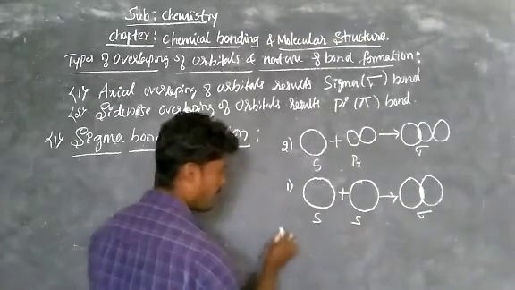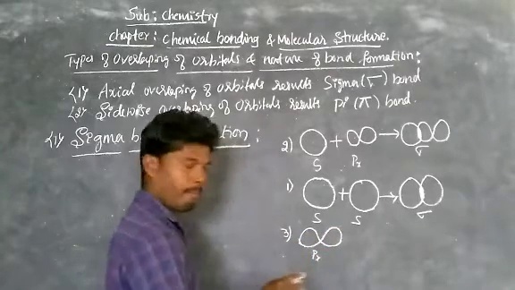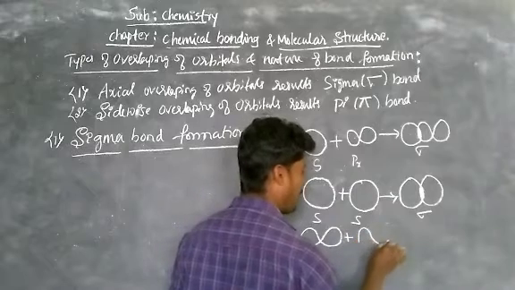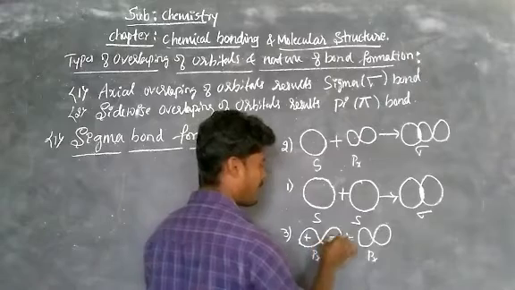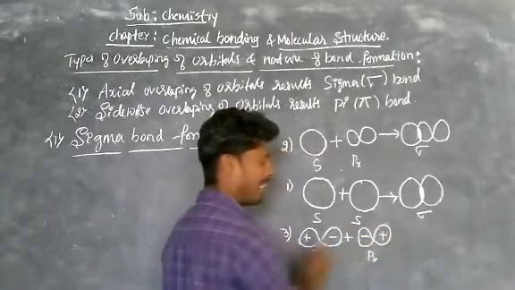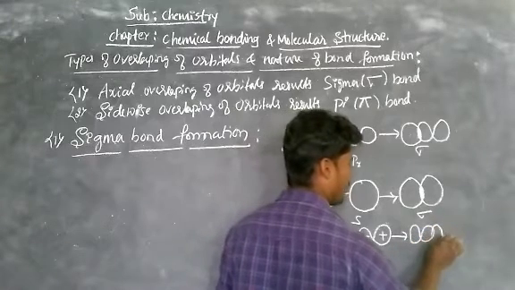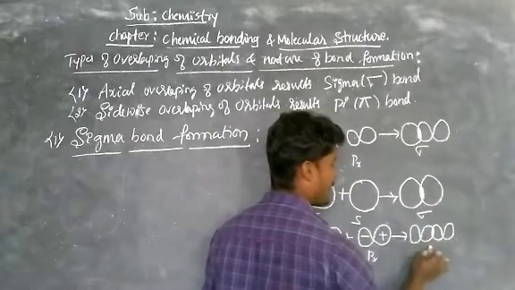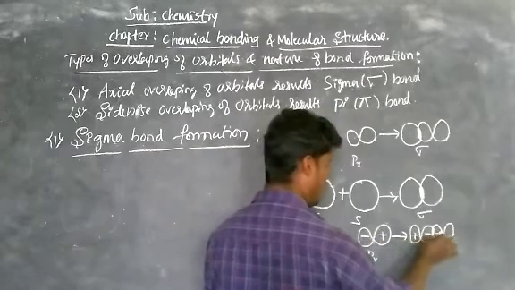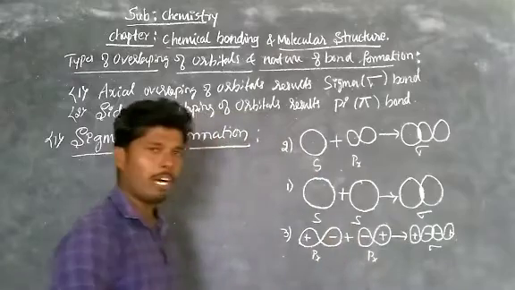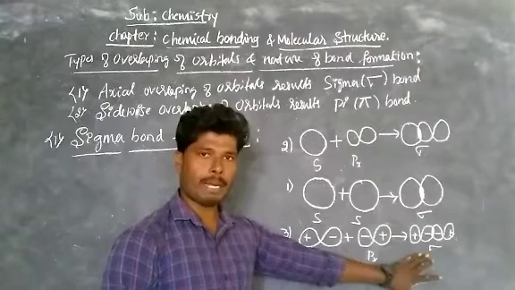Now the third one is p orbital. Let's take px and one more p orbital, that is px. So let's take one is positive, one is negative, one is positive and negative. Like that. Overlapping of p orbitals results the formation of sigma bond. Now observe, one is positive, one is negative, and negative positive. Here negative orbitals may overlap, or negative and positive orbitals may overlap. That gives only sigma bond only.